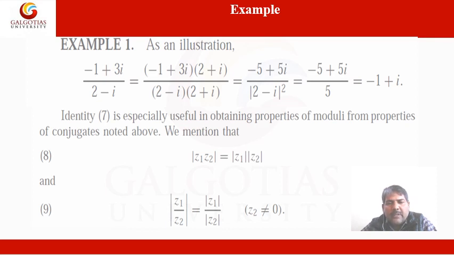Identity 7 is especially useful in obtaining properties of moduli from the properties of conjugates noted above. We mentioned that mod of z1 z2 is equal to mod of z1 into mod of z2, and mod of z1 divided by z2 is equal to mod of z1 divided by mod of z2, provided z2 is not equal to 0.